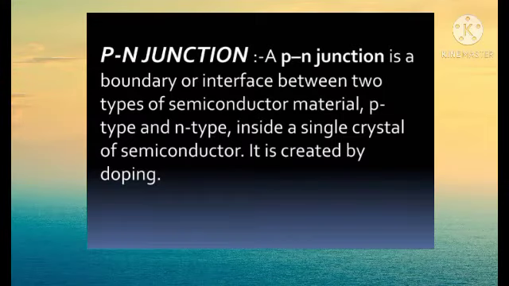Let's see diode, PN junction diode. A PN junction is a boundary or interface between two types of semiconductor, P type and N type. Inside a single crystal of semiconductor, it is created by doping. By adding P type semiconductor with N type semiconductor, we get a PN junction diode.